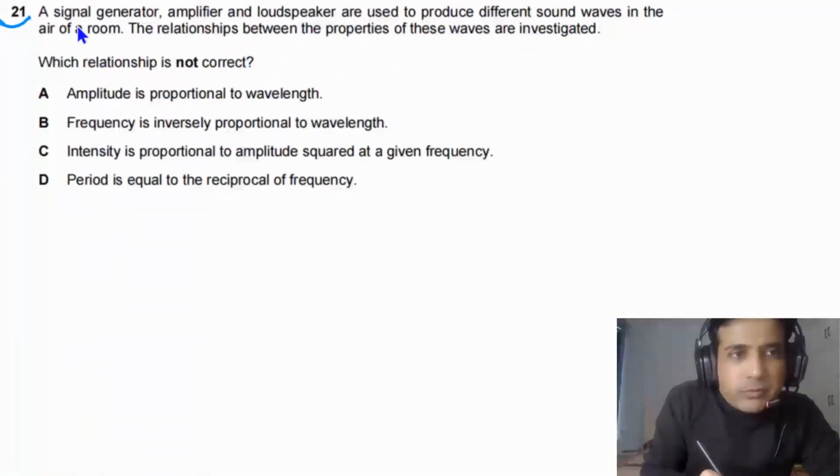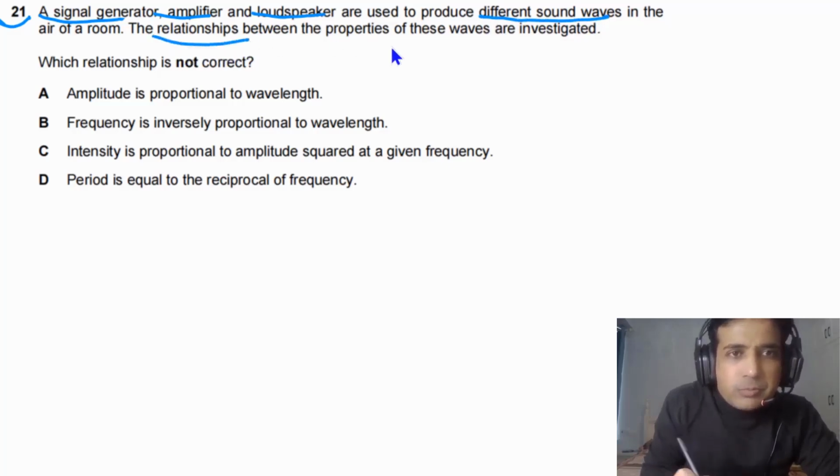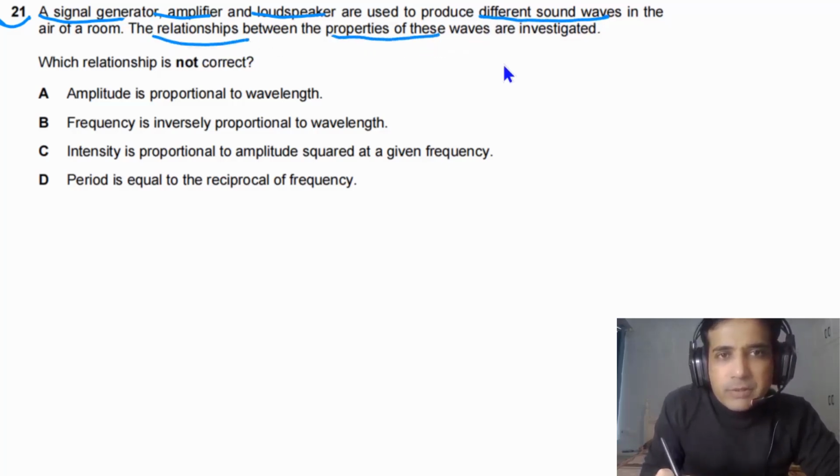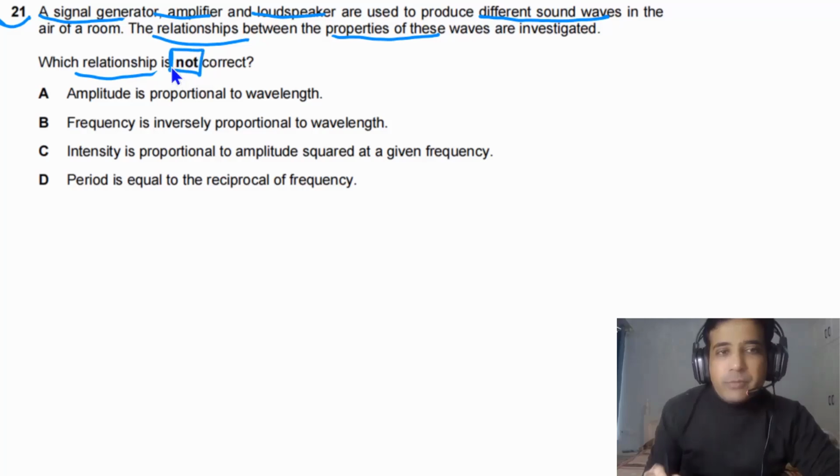For question number 21, it is given to us that a signal generator, amplifier, and loudspeaker are used to produce different sound waves in a room. The relationship between the properties of these waves is investigated. Which relationship is not correct? Which one is not correct? And that one will be our answer.